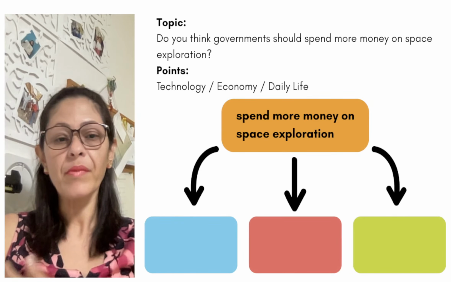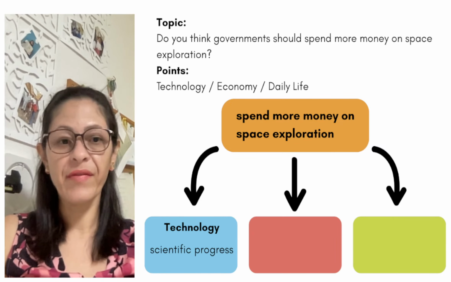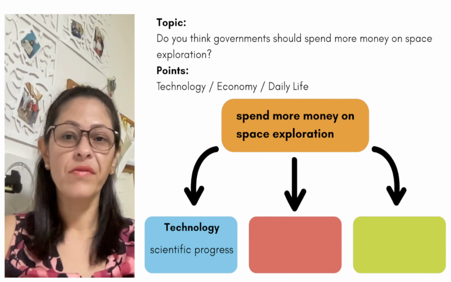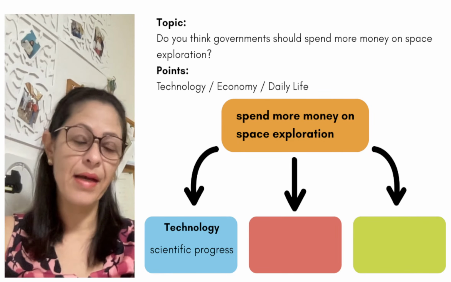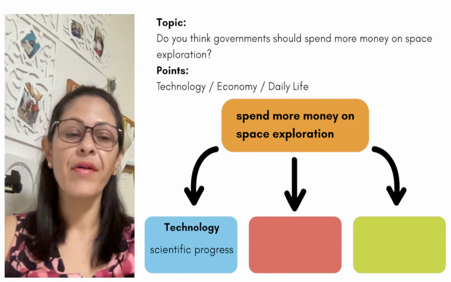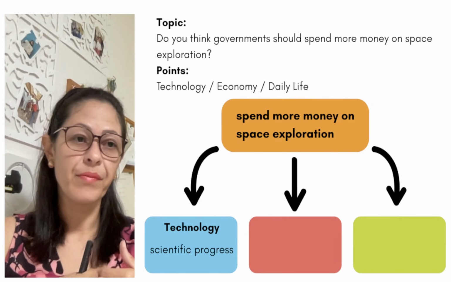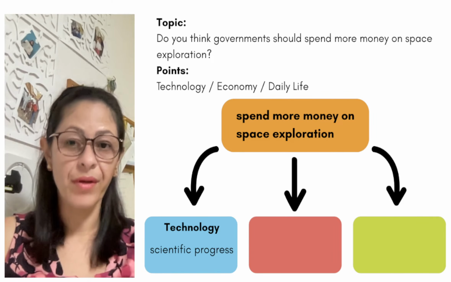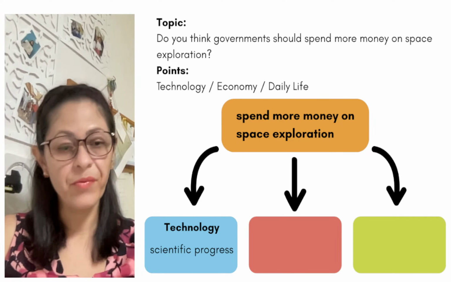For example, when it comes to spending more money on space exploration, we have the topic technology. So maybe you can write about scientific progress. For example, the effects of radiation, since space has a higher radiation than Earth. We can study that on the human body, and also how, because there is no gravity, this affects our body, our circulation. So this goes into scientific progress.